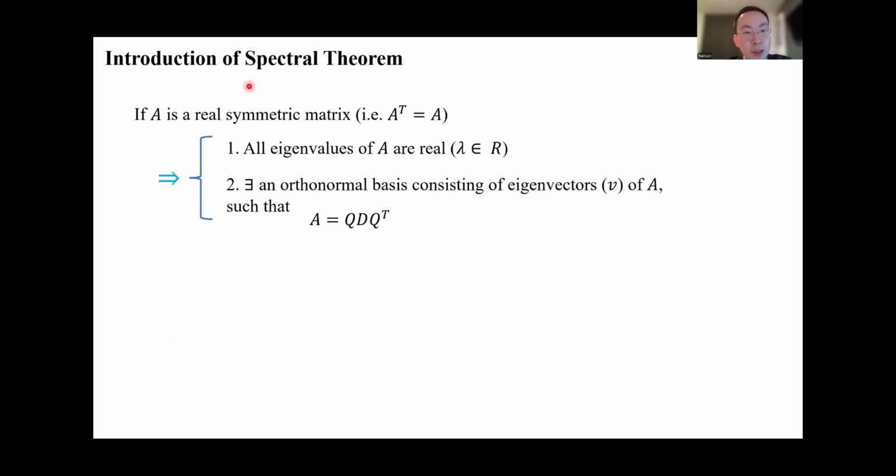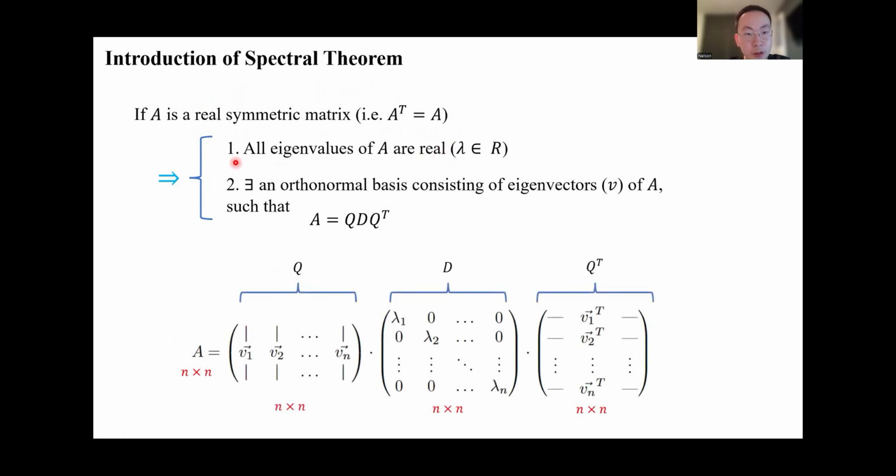Okay, the spectral theorem is actually very straightforward. It says that if A is a real and symmetric matrix, in math language, if A transpose equals A, then we have these two beautiful conclusions. First, all eigenvalues of A are real. Second, there exists an orthonormal basis of A consisting of eigenvectors of A, and we can decompose A like this: A equals Q times D times Q transpose.